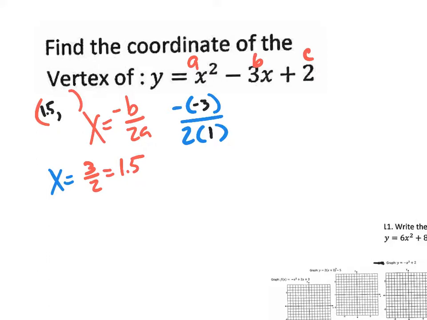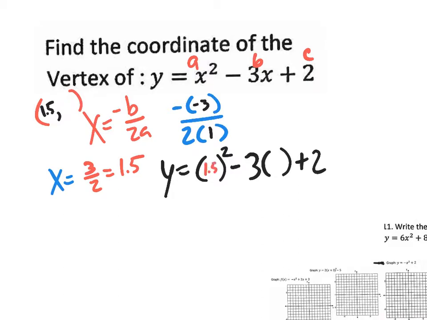We still need the y value. In order to calculate the y value, you simply have to plug in the x value that you have. So let's rewrite the entire equation. y equals, but instead of x's, let's put parentheses, x squared minus 3x plus 2, and we're going to plug in that value of 1.5.